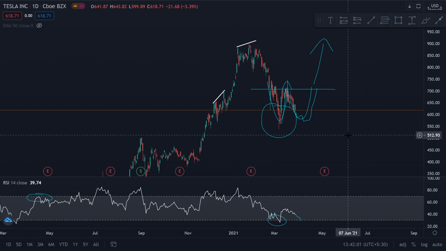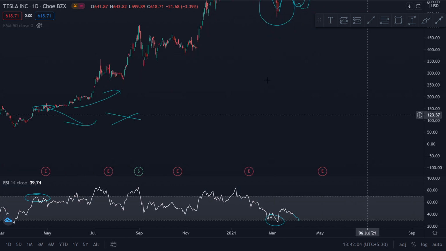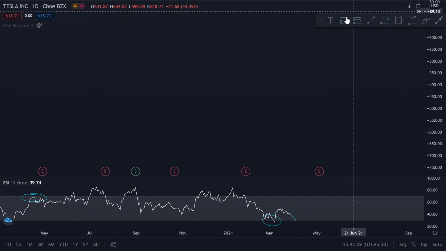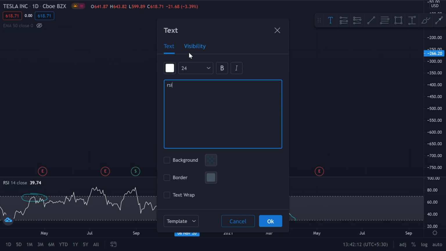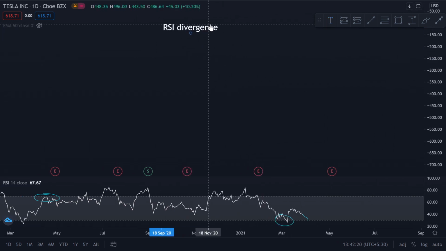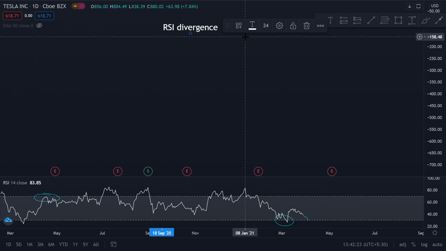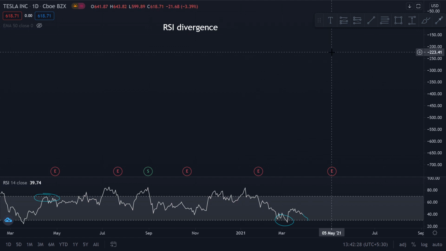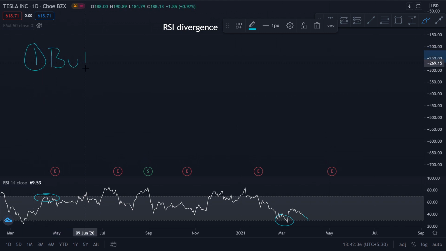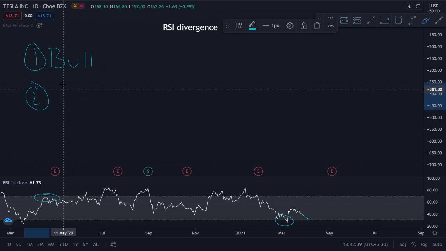Now let us dive into a very important topic relating to RSI. This topic is something called RSI divergence. You would have heard the term RSI divergence, and let me give you a small brief on this topic. So what typically happens in an RSI divergence? There are two types of RSI divergence. One is bullish, and the second is a bearish divergence.